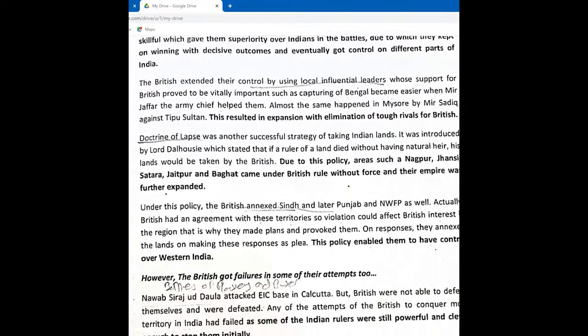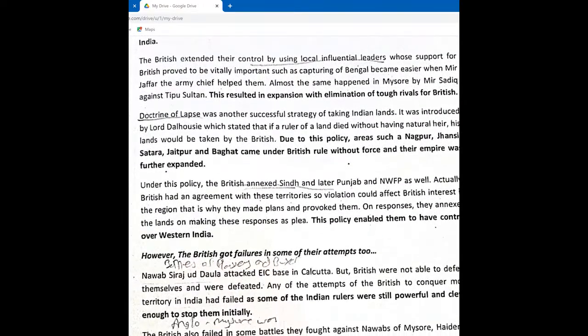What happened because of that? If you read these bold lines here, these are the analysis: the superiority led the British to having an edge over the Indians. All the battles had very decisive outcomes, and the victories were clearly on the side of the British. Second reason, the British extended their control by using local influential leaders whose support for the British proved to be vitally important, such as the capturing of Bengal became easier when Mir Jafar, the army chief, helped them.